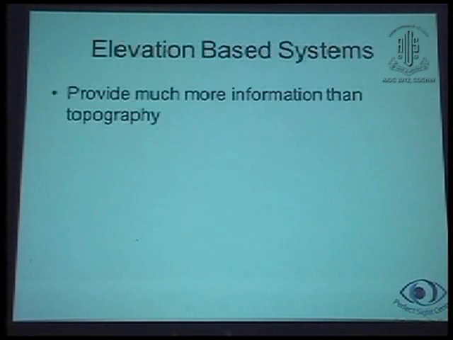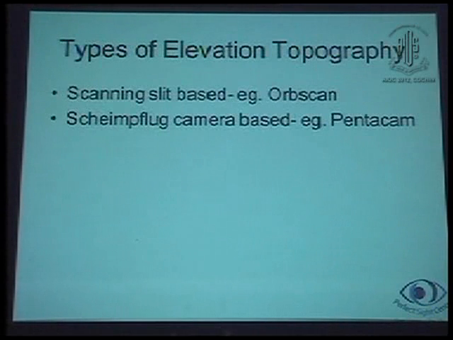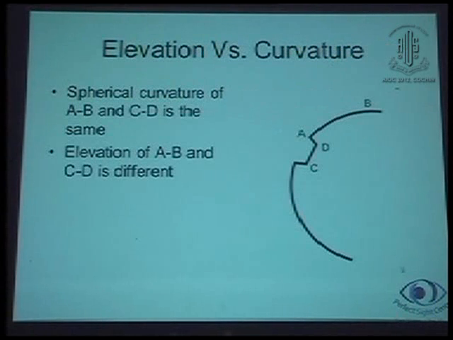Let's go on to elevation-based topography. They provide much more information than topography alone. We'll see the reason why. There are two types, the scanning slit called OrbScan and the Scheimpflug called Pentacam. Now let us see the reason why elevation topography came in.